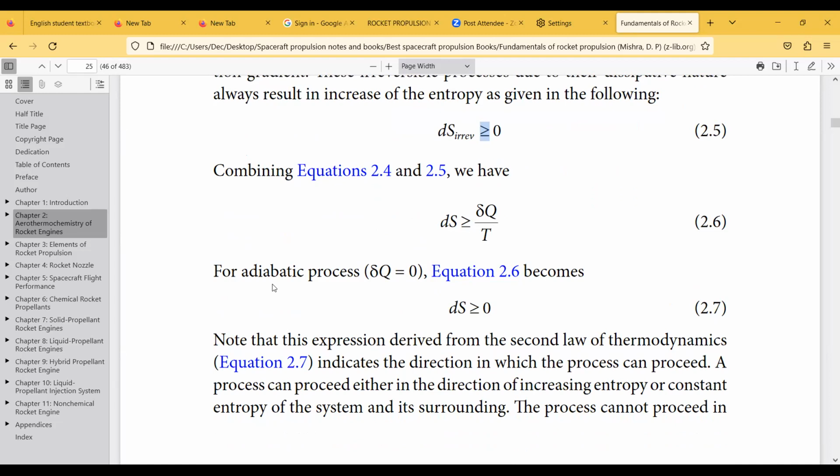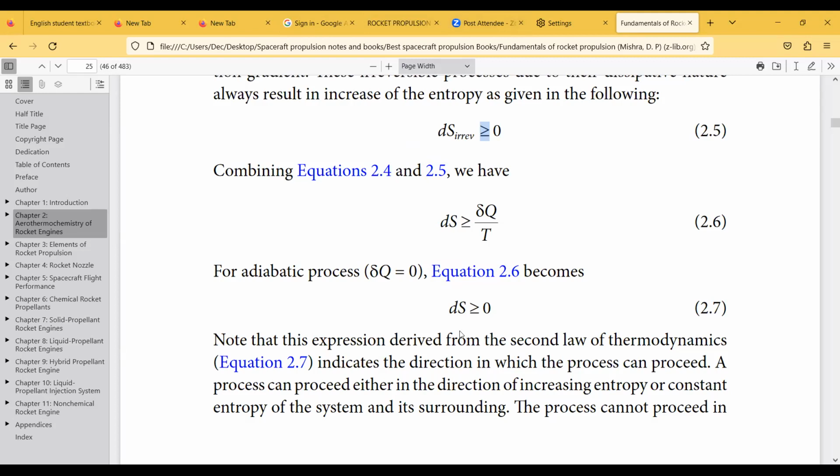Adiabatic process means what? Anyone can answer this? What is an adiabatic process? Hello? Hello? Hello, hello?